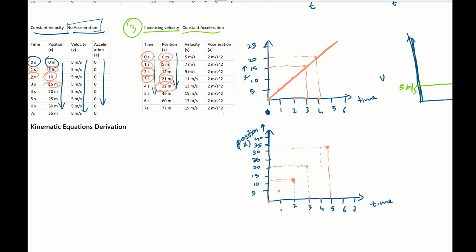Wait a sec. At 4, oh sorry about that. Yeah, 32 meters is over here. Cool. At 5 seconds you are at 45 meters, so 45 is somewhere even higher, that is somewhere here. And yeah, we're going out of the space.